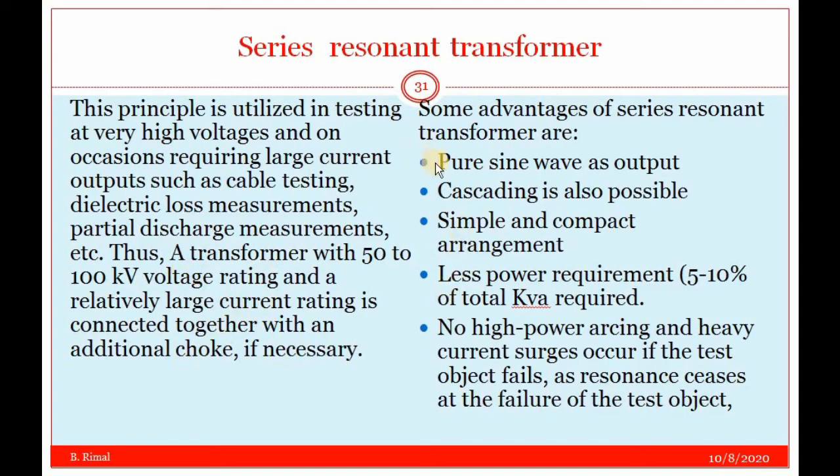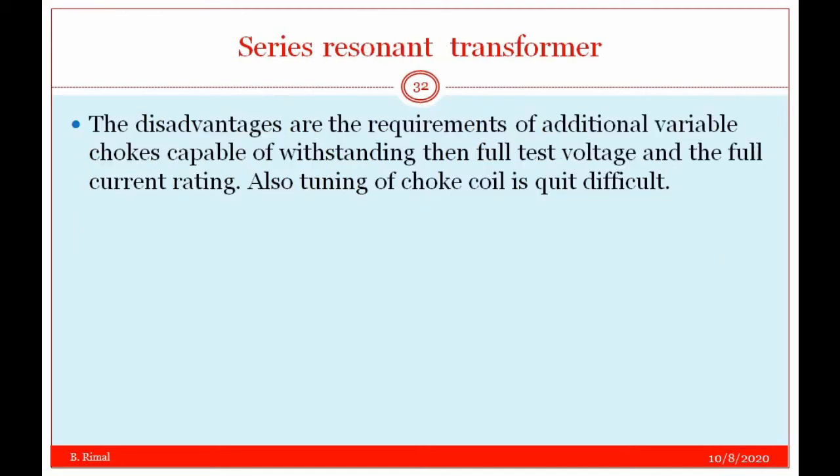It has some advantages also, that is pure sine wave as output, and cascading is also possible. It is simple and compact. It also requires less power because it works on unity power factor. No high power arcing and heavy current surge occurs if the test object fails, because when the test object fails, the resonance will cease. Hence, it will not cause high power arcing. These are some advantages of series resonant transformer.